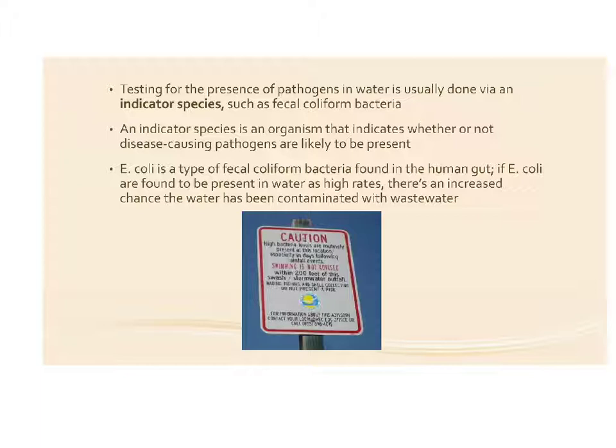Like I said, an indicator species is an organism that indicates whether or not disease-causing pathogens are likely to be present. E. coli is a type of fecal coliform bacteria that's found in the human gut. If E.